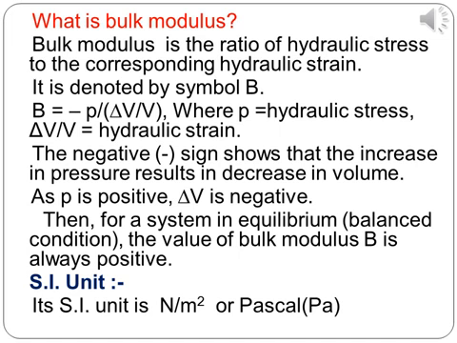Consider a system which is in equilibrium or in a balanced condition. Then, what should be the value of the bulk modulus? It would always be positive. The SI unit of bulk modulus is Newton per meter square or Pascal. 1 Newton per meter square is equal to 1 Pascal.